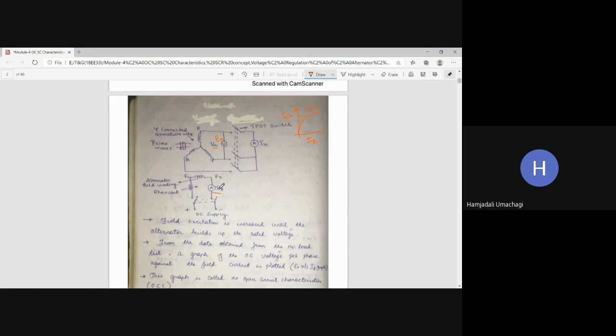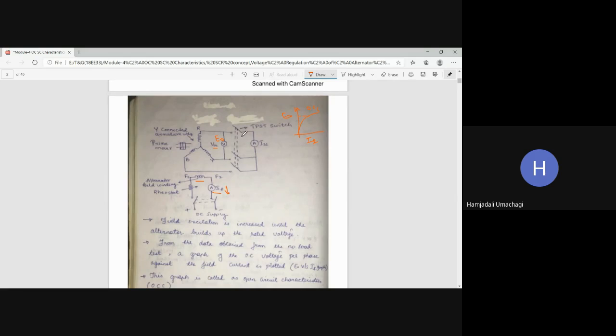Then if I want to keep it 0, how can this current be kept 0? Resistance should be maximum. Yes or no? Resistance means the rheostat which is in series with the field winding. If this resistance is high, then automatically IF will be low or high? Low, sir. IF will be low. So initially don't connect any load, allow your alternator to run at rated speed by keeping the excitation minimum.